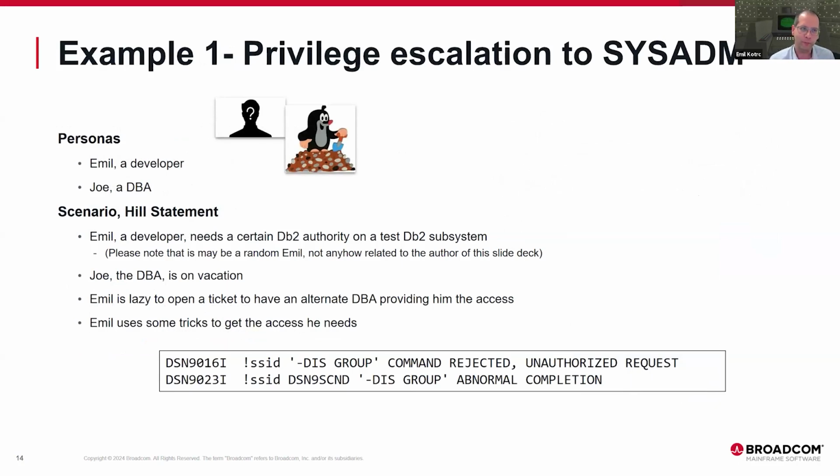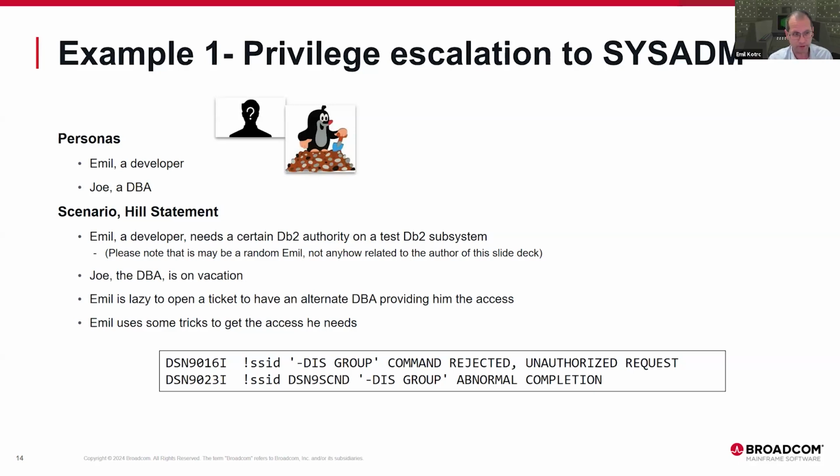That's what we do in development. We usually describe the use case or the scenario. So I have two personas. I have Emil and I have Joe. And maybe some of you recognize this character. It's called Krteček in Czech. It's a little mole, and he's a very good guy. He's very helpful. So Emil wants help from him because Emil has a test system and he wants a certain DB2 authority. But Joe is unfortunately on vacation, so we cannot help him.